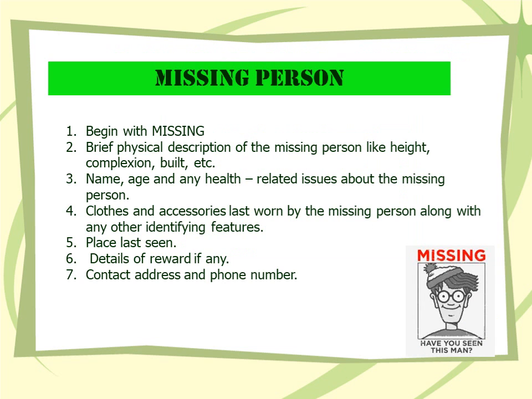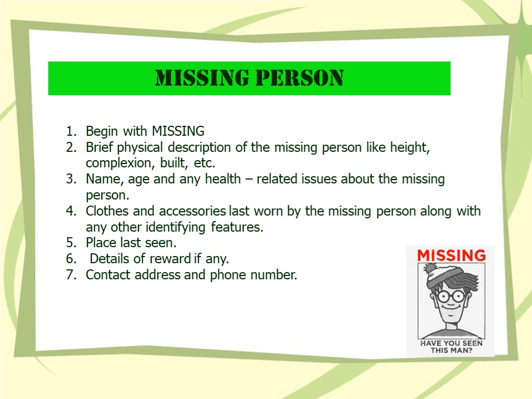Our next ad is missing person. Now, usually, if someone is missing, suppose our family members or far off relatives, then an ad is given in the newspaper. So, what are the points that we have to keep in mind when we write this particular classified advertisement? First of all, we have to begin with the word missing.